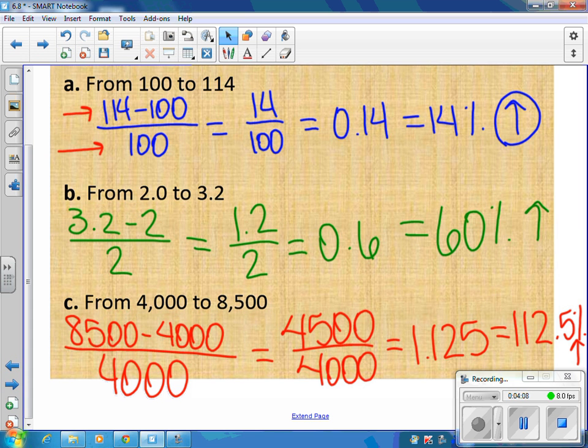When I change that decimal to a percent, I move it 2 places to the right, and I get 112.5%. If we notice, I am adding on a number larger than 4,000 to get to 8,500, so my percent of change should be greater than 100%. So I have a 112.5% increase when I go from 4,000 to 8,500.